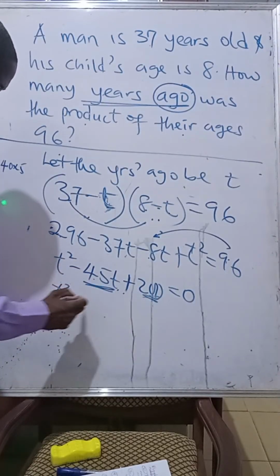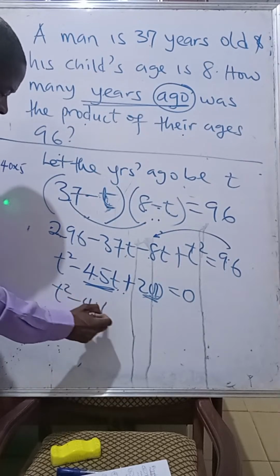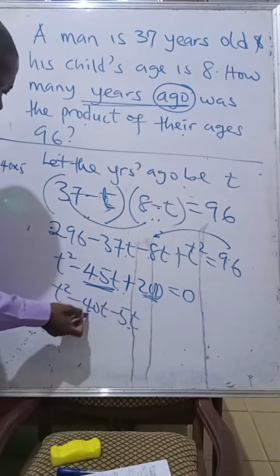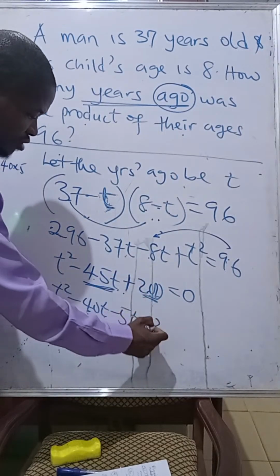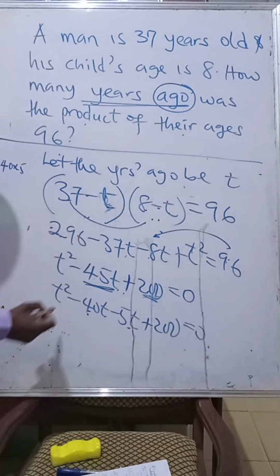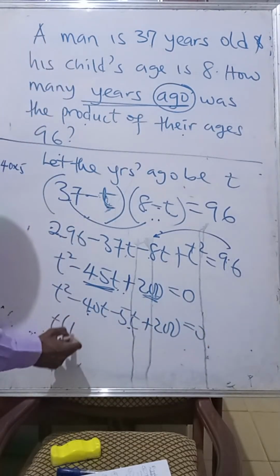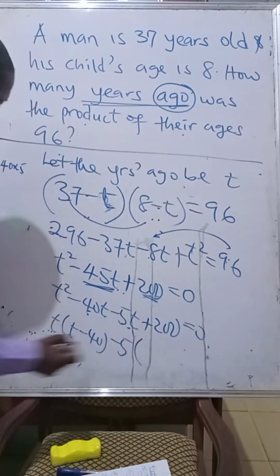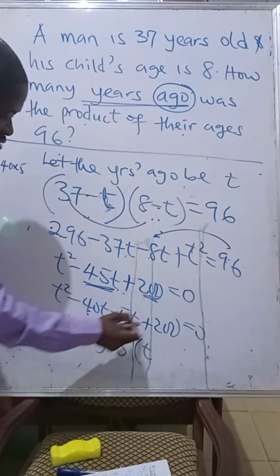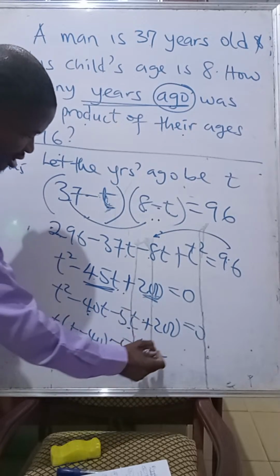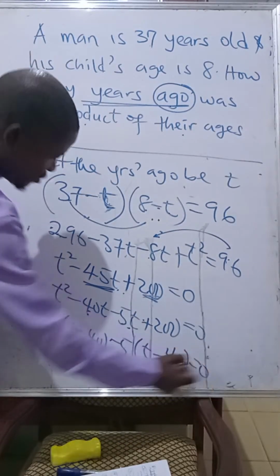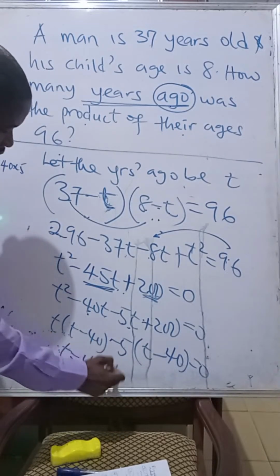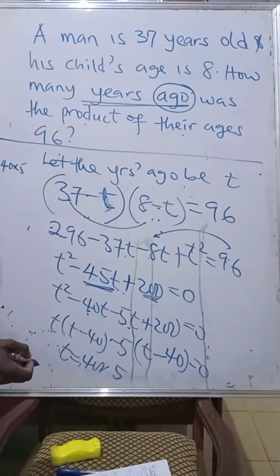So we can now replace this place as t squared minus 40t minus 5t. If you multiply these two, it's going to give you plus 200. So plus. So begin to pair it. t is common here. That will be t minus 40. Here also minus 5 is common. So open the brackets. Plus times minus, that's minus 40, equal to 0. So t is going to be 40 or 5. t is going to be 45.